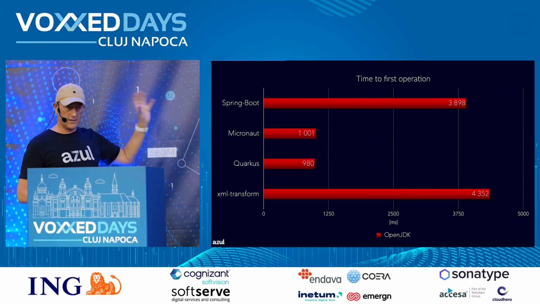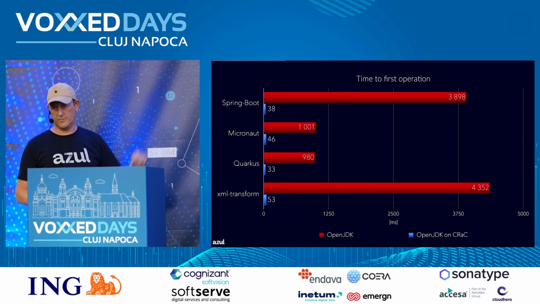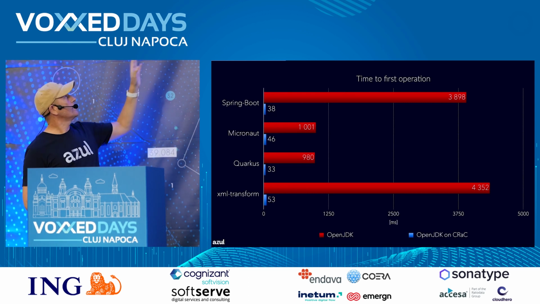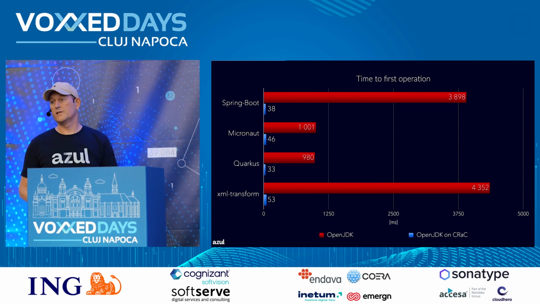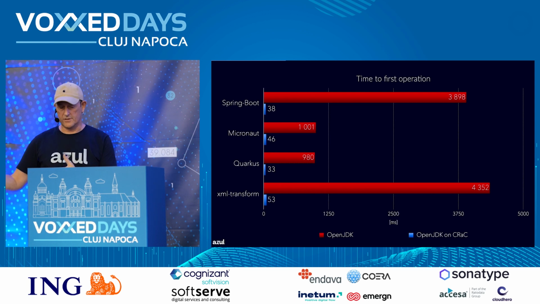Now we did the same using CRaC, creating a checkpoint and starting from the checkpoint, and these were the numbers. That's quite impressive, right? We really got down to milliseconds here: 38, 46, 30, and 53 milliseconds, just for starting up from the checkpoint.